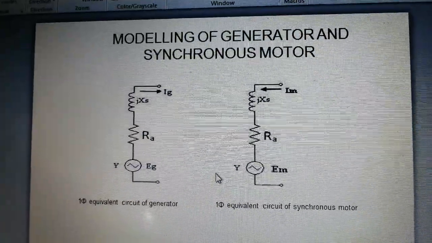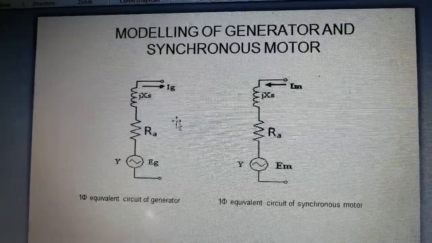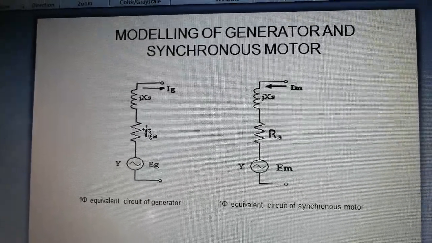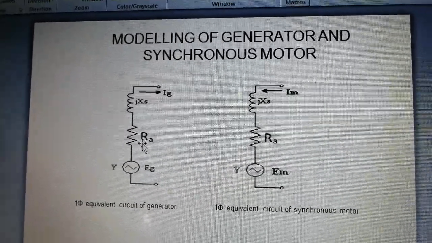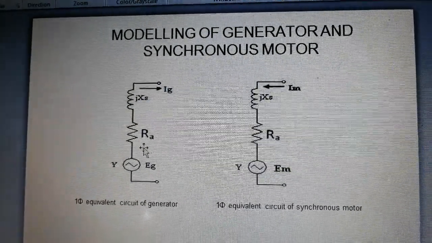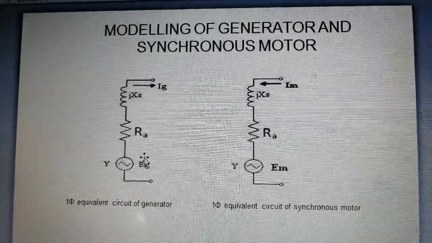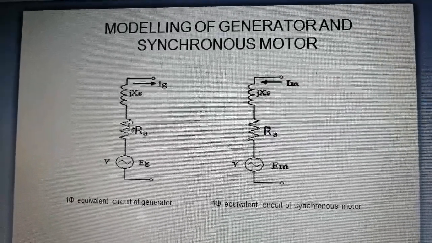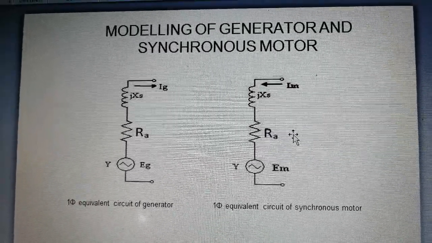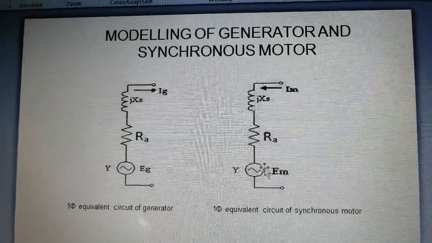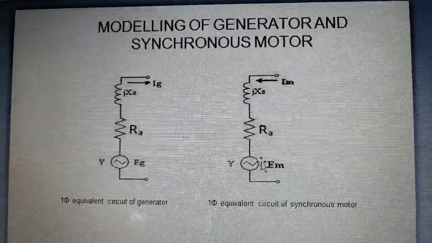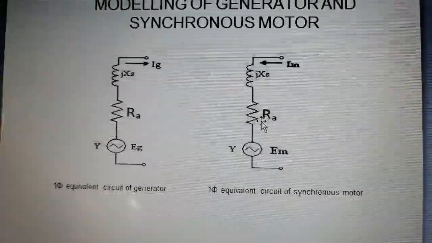How to model the generator and synchronous motor? This is the model of a single phase generator. It's a single phase equivalent circuit of the generator, which is represented by a voltage source with internal impedance. Similarly, the synchronous motor single phase equivalent circuit is an internal voltage with series impedance.